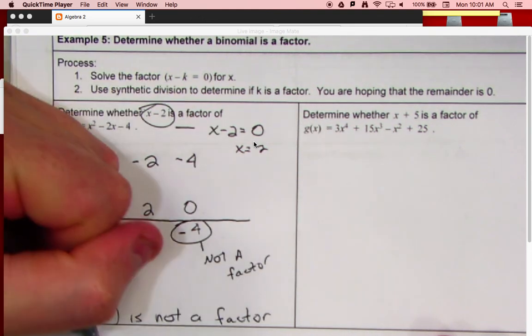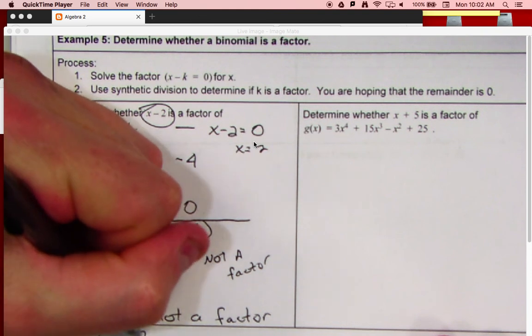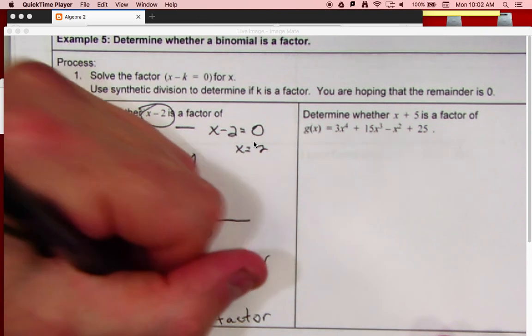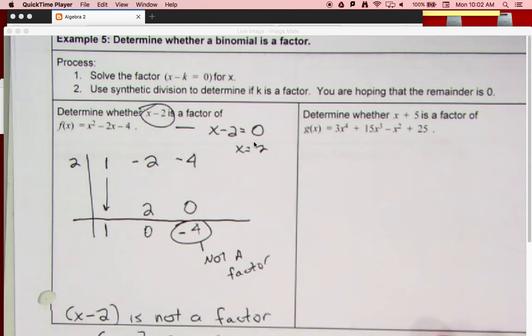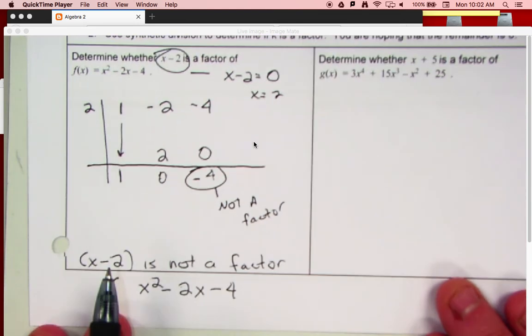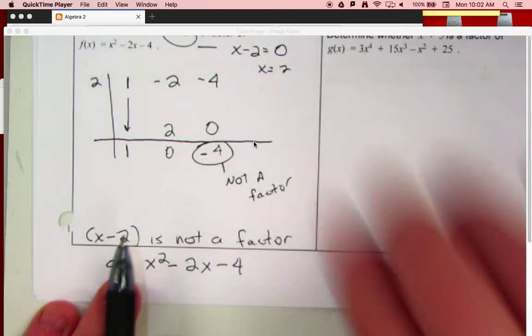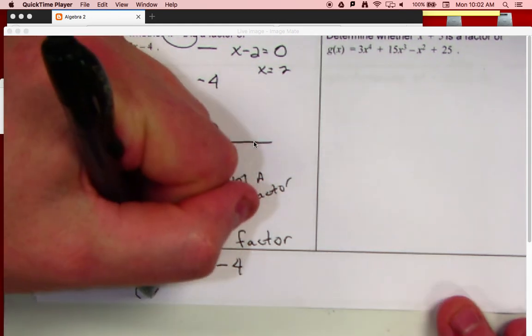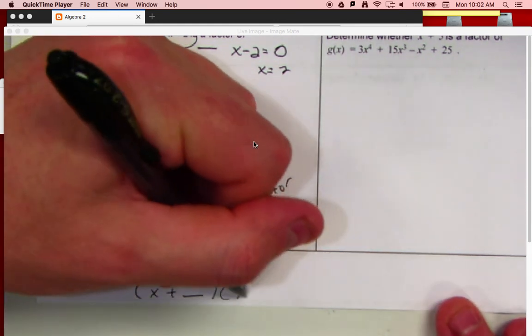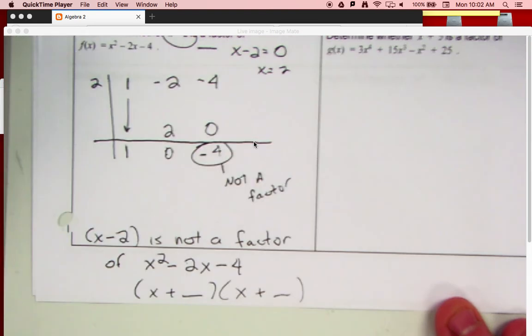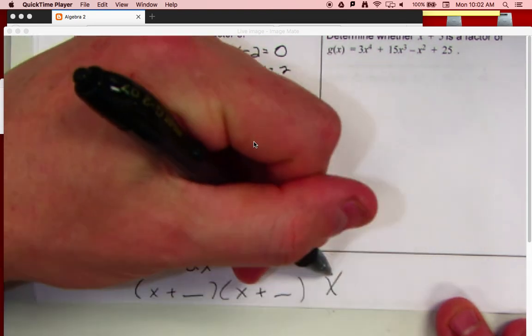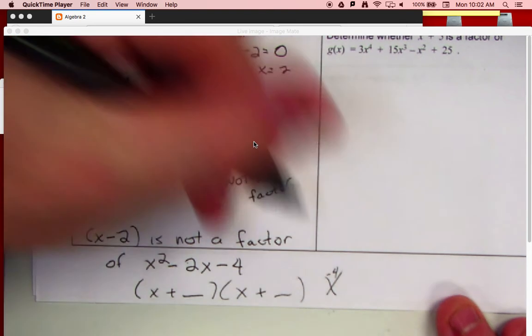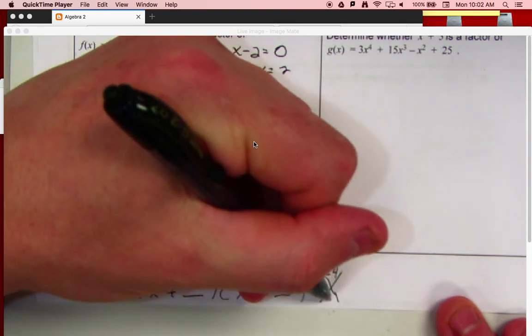of x squared minus 2x minus 4. And if you think about this, whoops, ran off the screen. And if you think about this, what we're looking at right here is, can I factor this? Okay, so can I factor this right here into x plus something and x plus something? And the answer is going to be no, because there's nothing that I can get that multiplies to get -4 and also adds up to get -2.